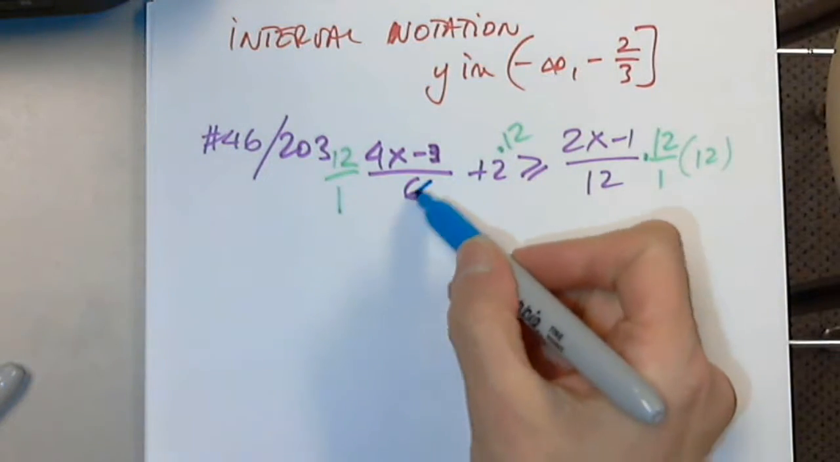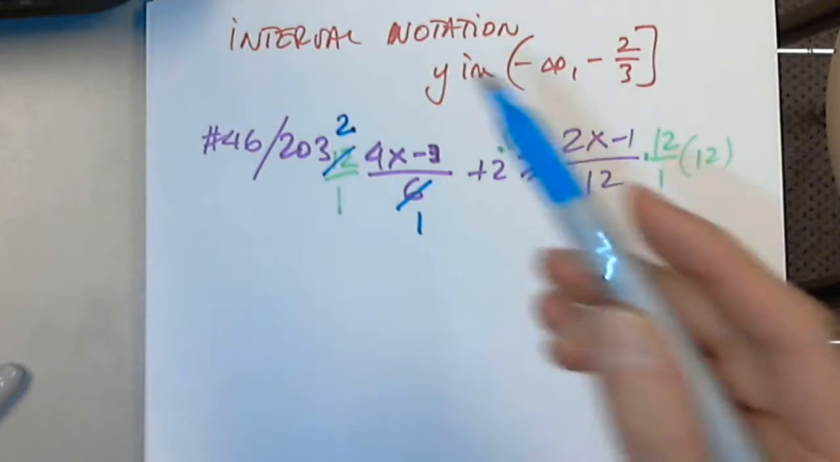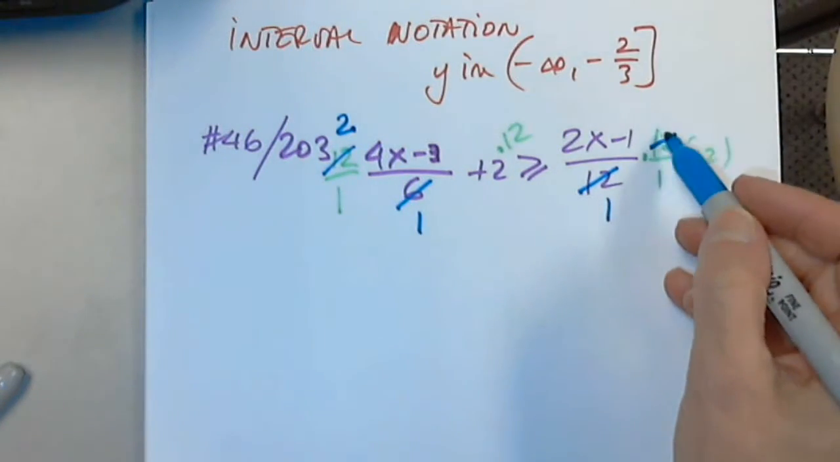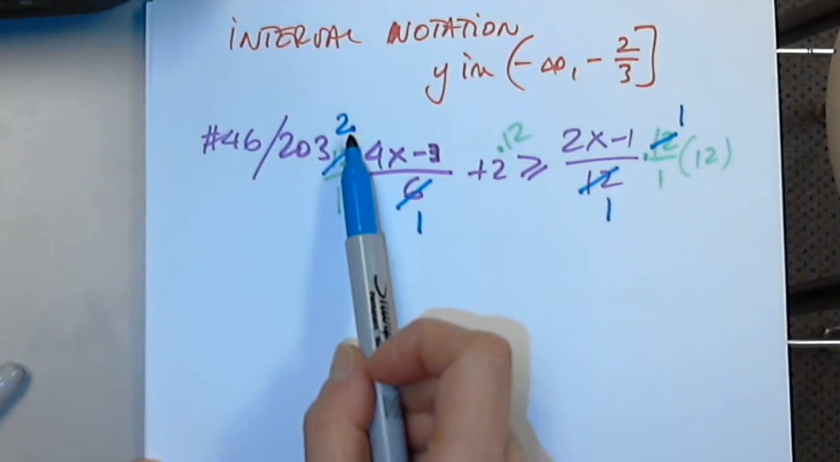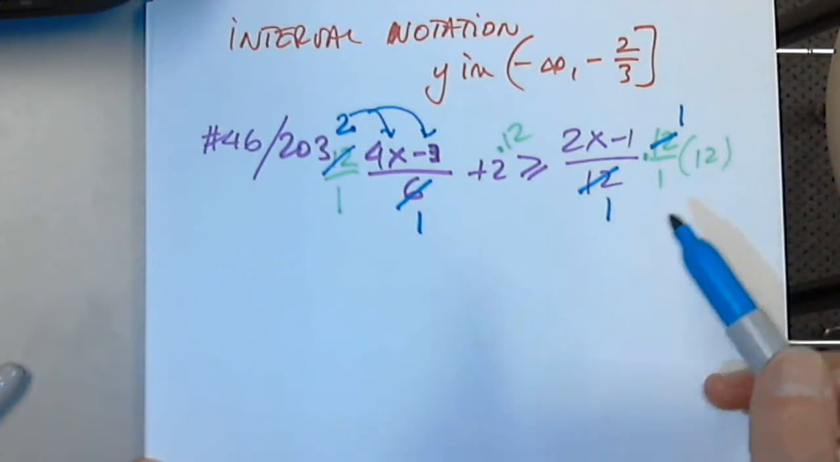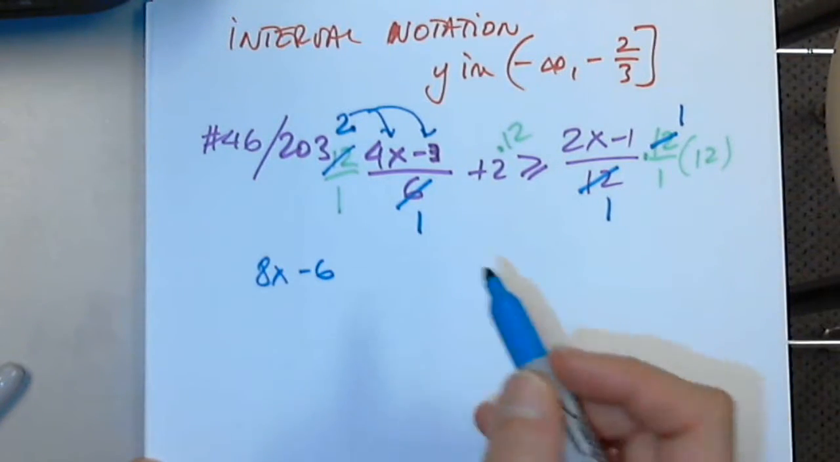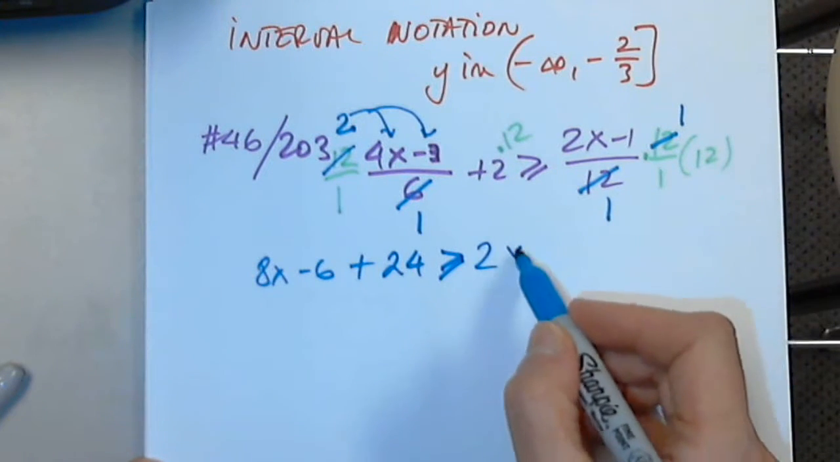So when I simplify by 6, what do I get here? 8x minus 6. So I get a 2. When I simplify by 12, I get a 1. So now let's see what is left. 2 must be distributed to these two quantities, where I got the 8x minus 6. 8x minus 6 it is. Plus 24 is greater than or equal to 2x minus 1.